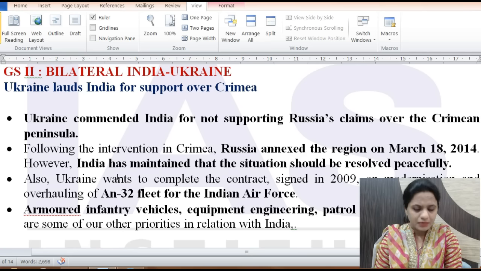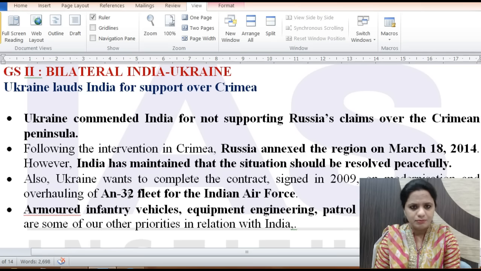But India has retained a neutral stand. We have not spoken against Russia, neither have we spoken for Ukraine. So Ukraine is happy for not supporting Russia, as India has kept a neutral stand. So this has been the appreciation coming from Ukraine, because Ukraine-India relations need to improve, because post that relations did not see any further development. So that's why Ukraine is taking initiatives.